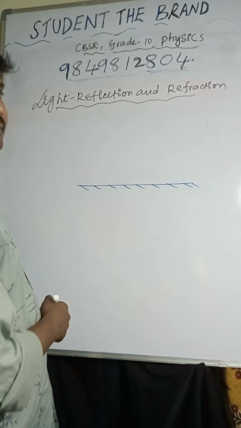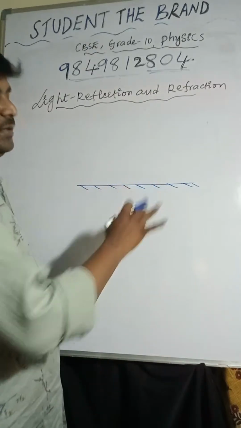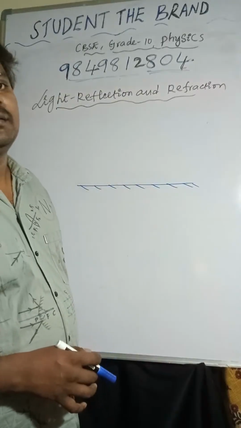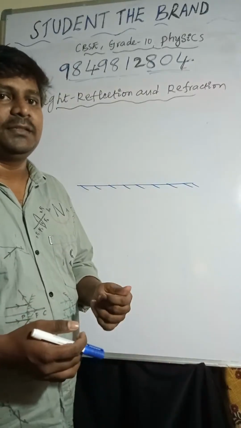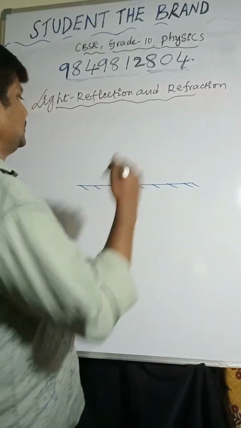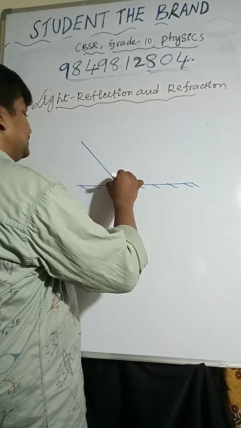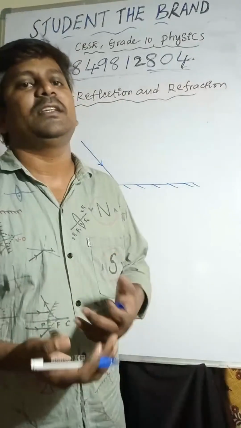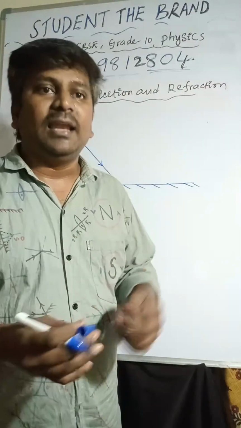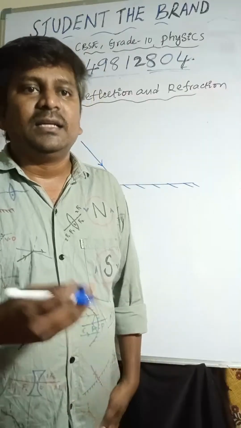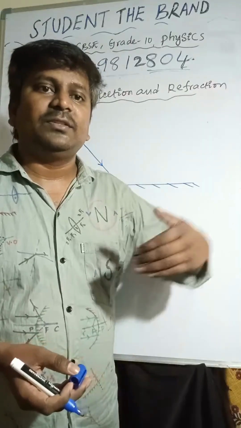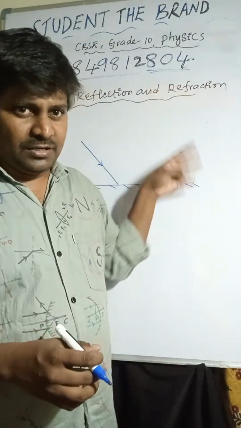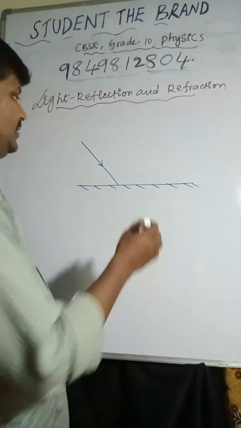Yes, so here you can see I'm taking the plane surface. This is the plane mirror. This is the incident ray. The light ray which is incident on the surface is called the incident ray. The light ray which is reflecting back is called the reflected ray. The line which is perpendicular to the plane surface is called the normal line.